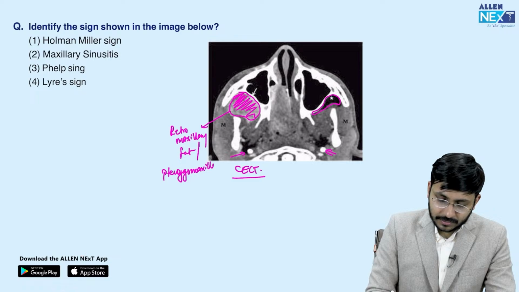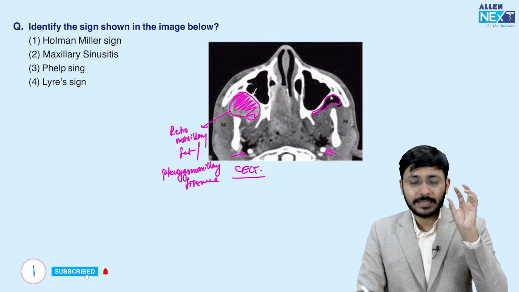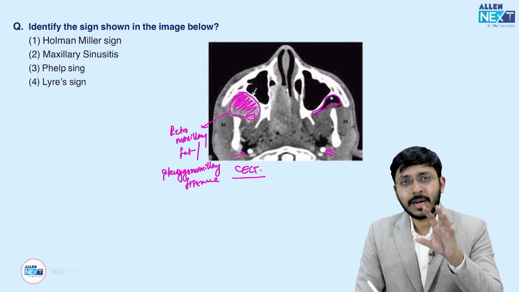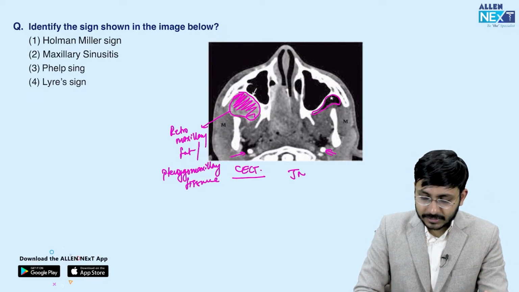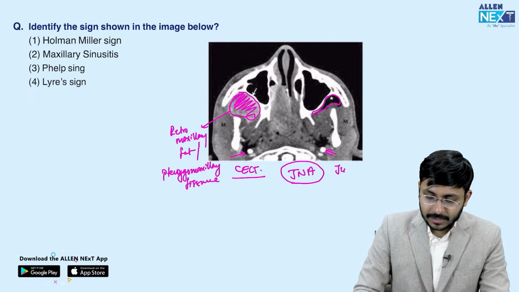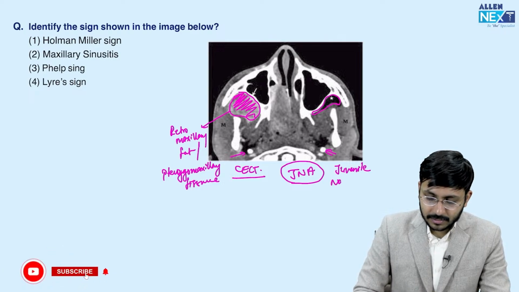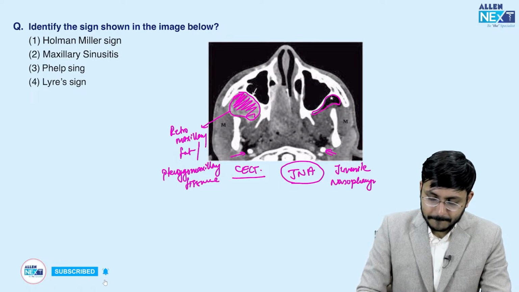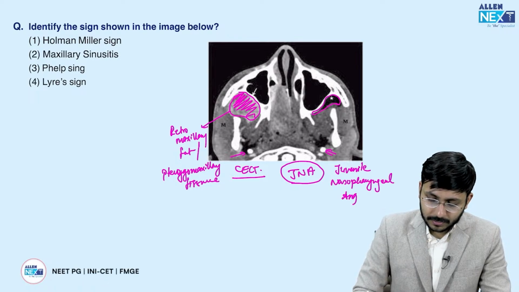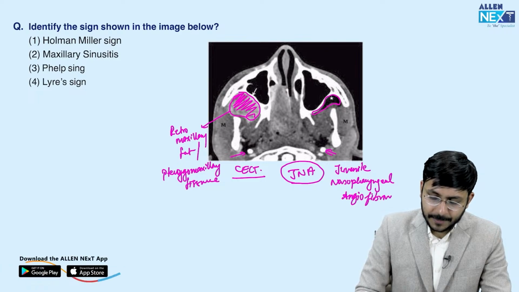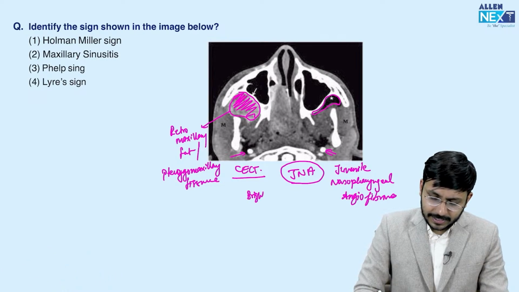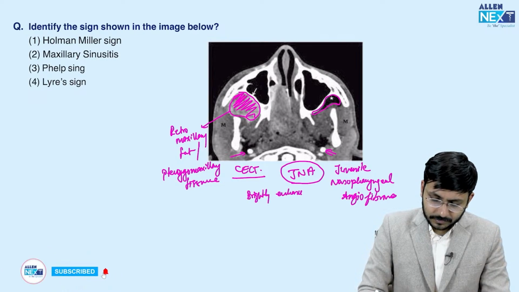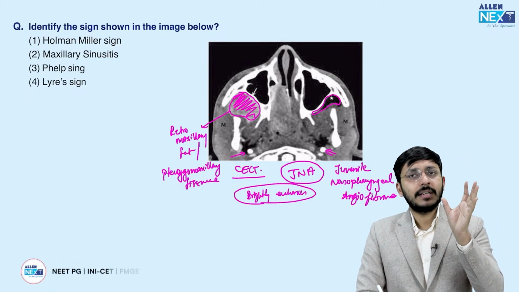This is your pterygomaxillary fissure. And you see this enhancing mass at this space. So remember, if you see an enhancing mass in the pterygomaxillary fissure, you have to just think of one diagnosis, that is JNA, juvenile nasopharyngeal angiofibroma. A very vascular tumor, intensely enhances, very brightly enhances, and gives a mass effect on the maxillary sinus.